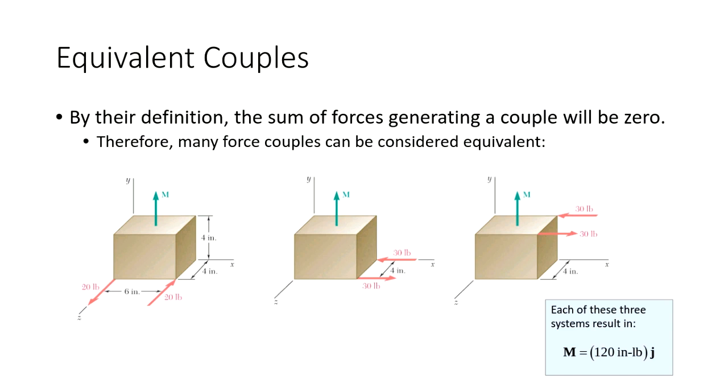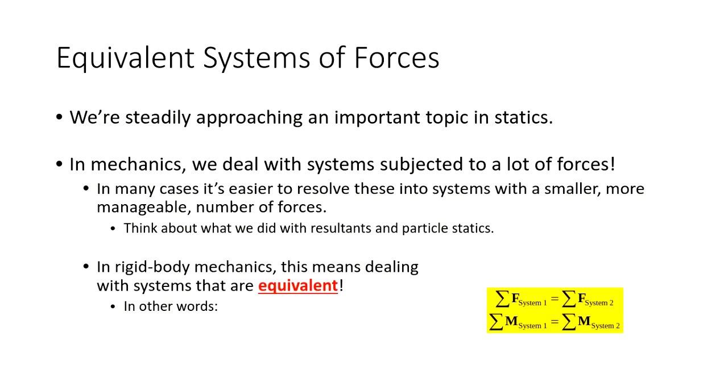So we can take these couple systems and replace them with just a single moment vector. And so it makes the simplification of that system. It simplifies it. It makes it a little easier to deal with. What we're doing is we're sort of approaching a very important topic in statics, which is the idea of equivalent systems. See, in mechanics, we deal with systems that are subjected to a lot of forces. If you take this building, it has beams and columns and frames that are subjected to all sorts of forces, from dead loads and live loads and wind loads and snow and all sorts of different things.